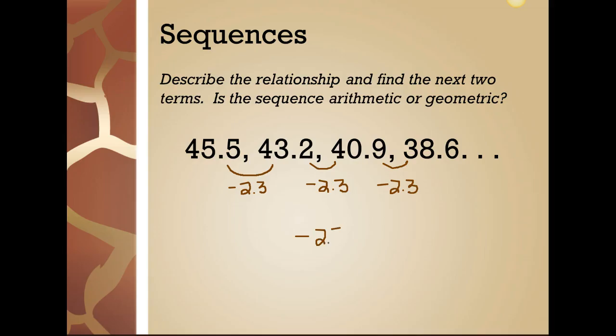In order to find the next two values, we'll continue doing that. 38 and 6/10 minus 2 and 3/10 is equal to 36 and 3/10. When we subtract 2 and 3/10 again, we end up with 34. Since we are subtracting the same value every time, this is an example of an arithmetic sequence.